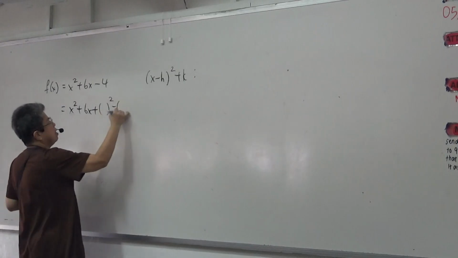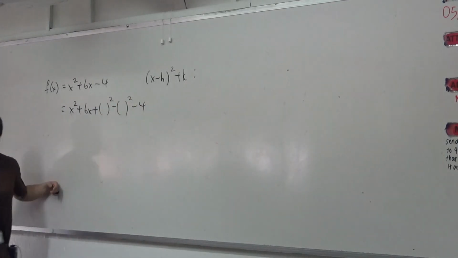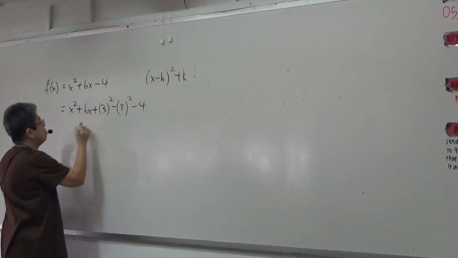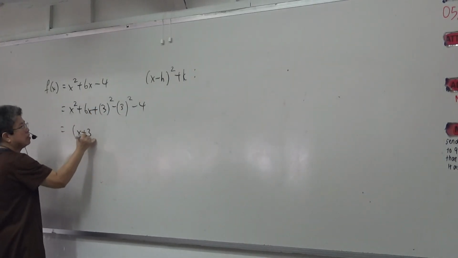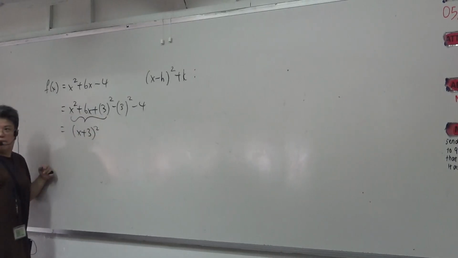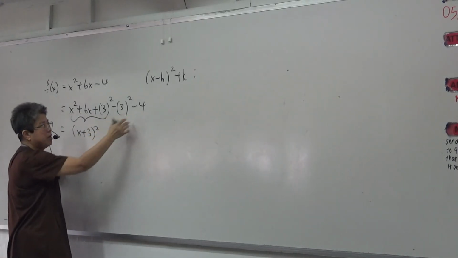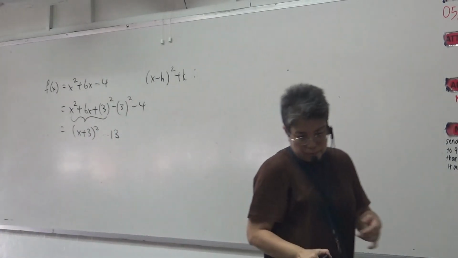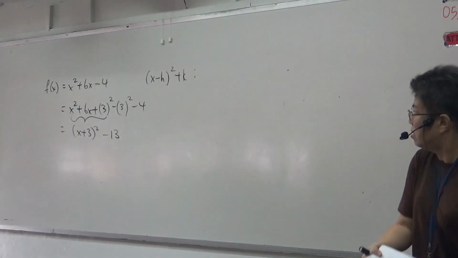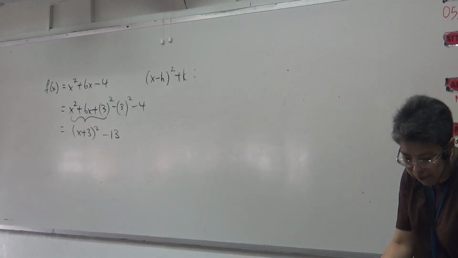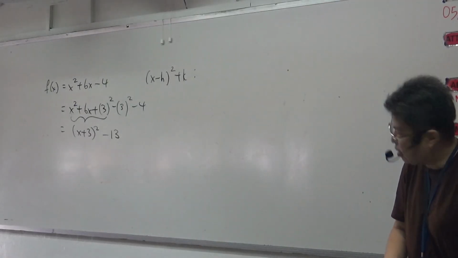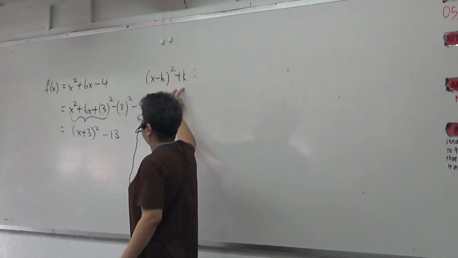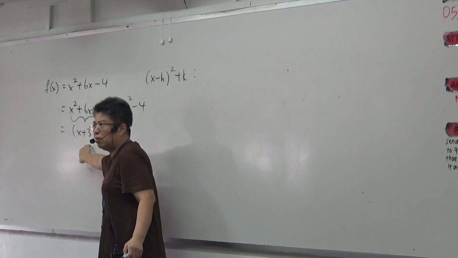6x, plus something squared, minus something squared, minus 4, right? What is this something? 3. Good. So this one will give me (x plus 3) squared, right? This one, what is this? Minus 9 minus 4. Minus 13. Agree? So this is the completed square form. Okay? Now I need to warn this class. Even if they write like that, you don't need to change it to negative. It's understood.